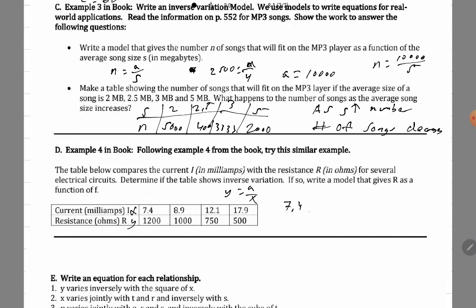So 7.4 times 1200, that equals 8880. 8.9 times 1000 is 8900. So I'm just taking x times y. 12.1 times 750, 9075. And 17.9 times 500 equals 8950.